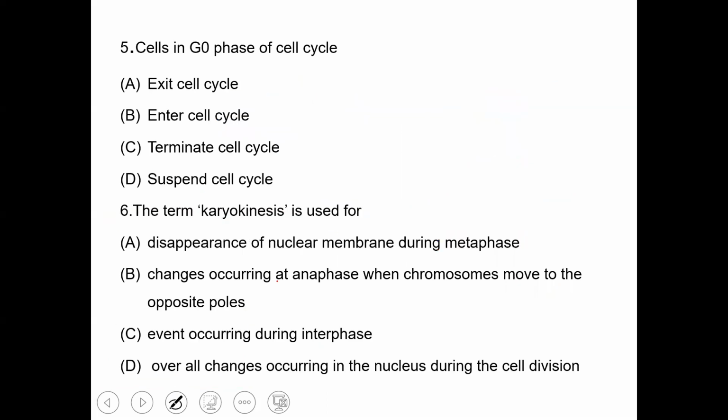Cells in G0 phase of cell cycle. What happens to the cells in G0 phase of the cell cycle? They exit the cell cycle, they enter the cell cycle, they terminate the cell cycle, they suspend the cell cycle. So you know that from the G1 phase, there is a deviation and the cell enters a quiescent stage, which is called G0 phase. During this phase, they are metabolically active, but there is no cell growth or division taking place.